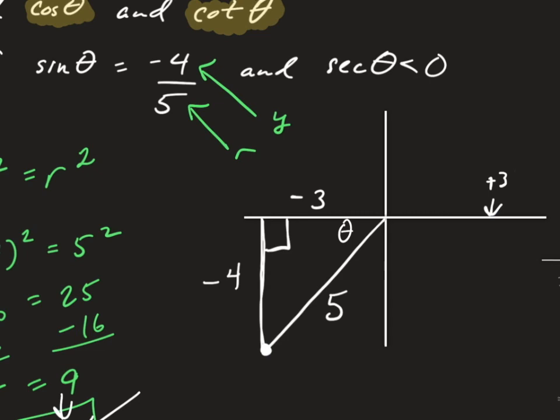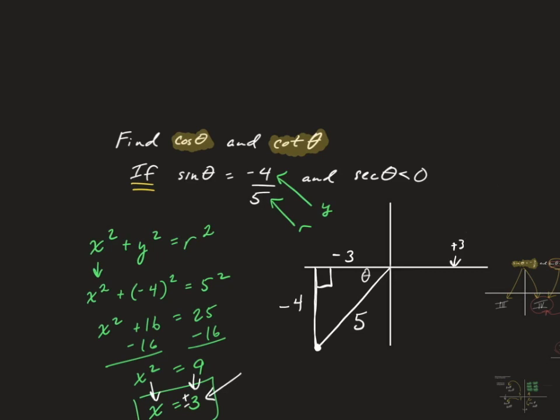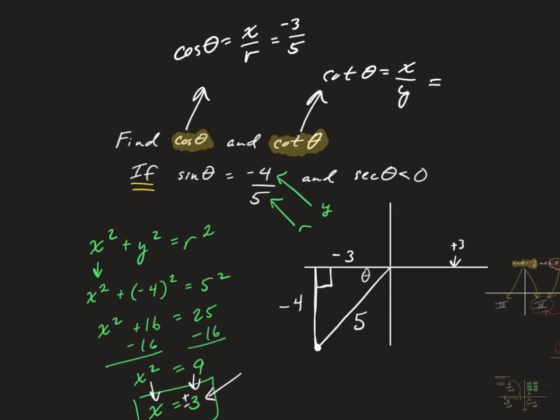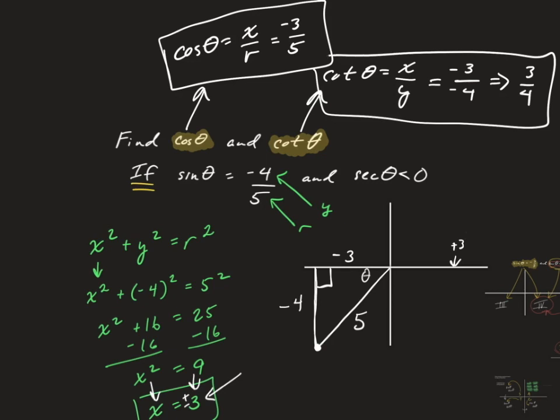And now that I have everything listed, I know what my x value is. I know what my y value is. I know what my r value is. Now I have enough information to answer cosine and cotangent. And remember, cosine of theta is x over r. In this case, it's a -3 over 5, because we're looking directly on the triangle now. And then cotangent theta, by definition, is x over y. So x is a -3 and y is a -4. And what's a negative divided by a negative? A positive. So we have the two things that we were asked to find from the very beginning.